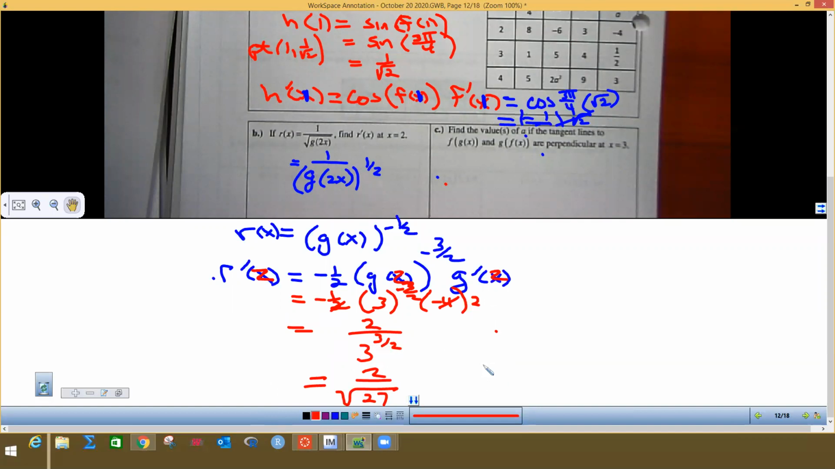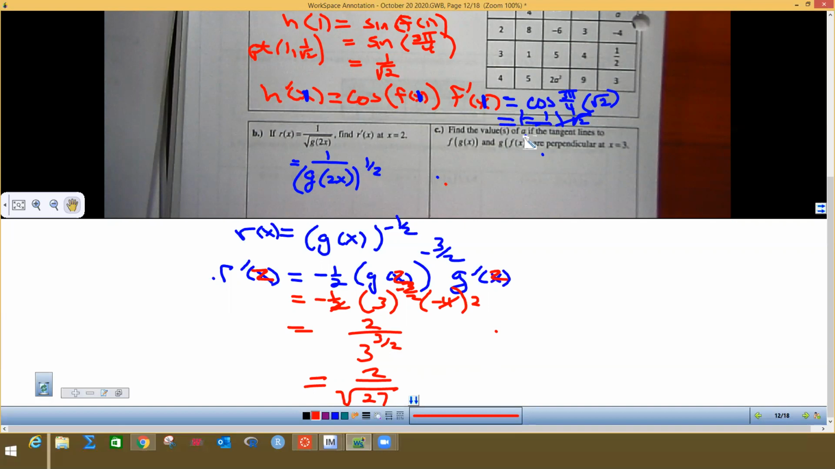Find the value or values of A if tangent lines to f of g of x and g of f of x are perpendicular. All right, so we need to find tangent lines that are perpendicular. Does anybody remember from geometry what there were about perpendicular lines? Opposite reciprocal is what? What are opposite reciprocals on perpendicular lines? The slopes. So we got to find the slopes of both these.